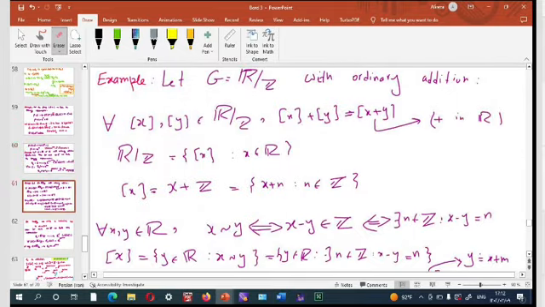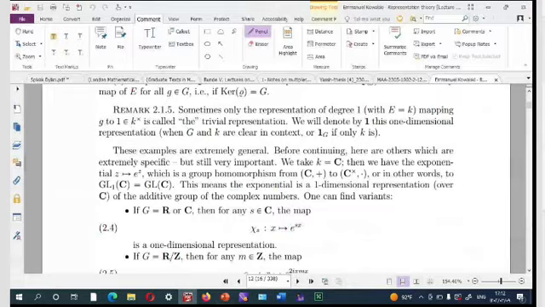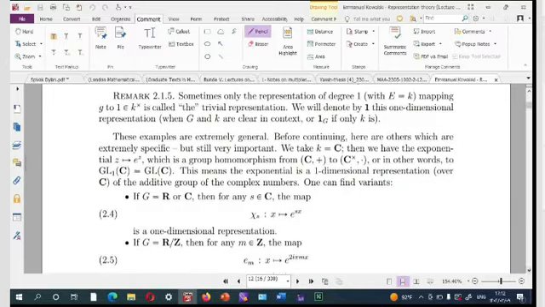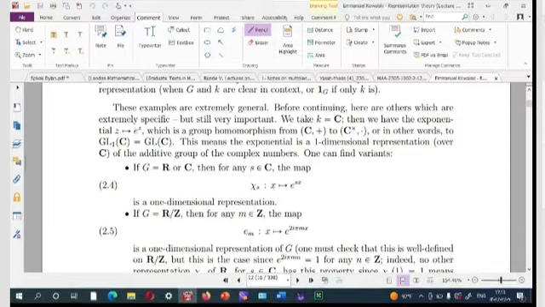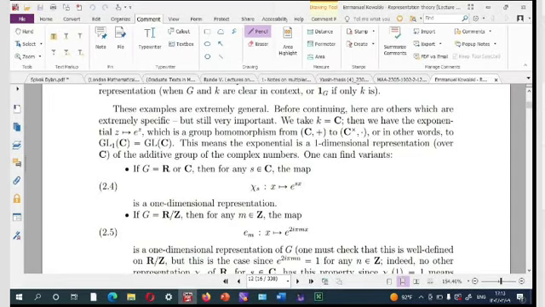another example, let G equal Z. Z is the integer numbers. Then for any m in the integer numbers, this map is a one-dimensional representation.